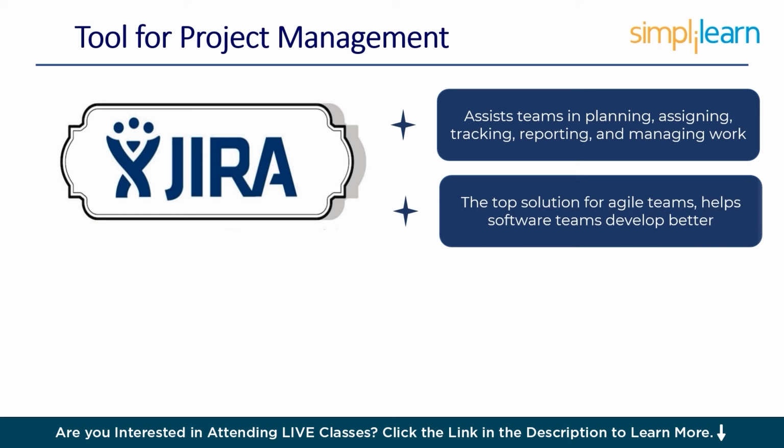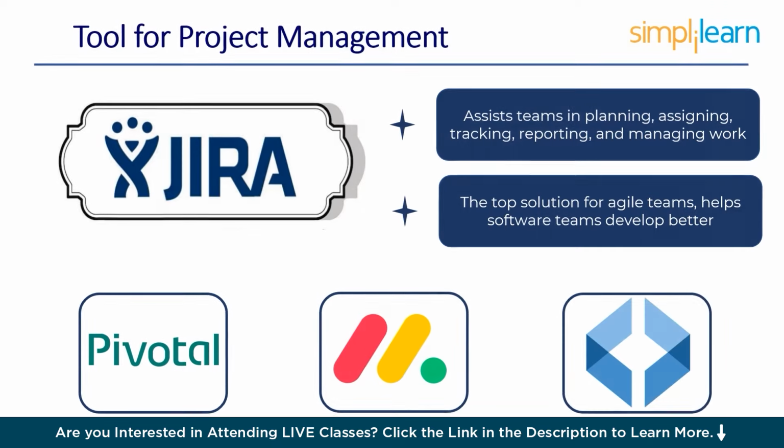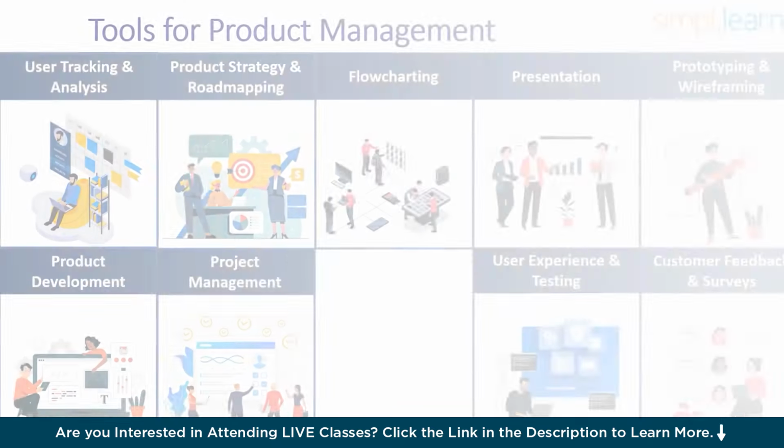Projects frequently contain checkpoints or milestones that must be met to maintain the overall project's direction. Versions are milestones in Jira Work Management. After creating versions, you may group work into several versions. Other than Jira, Pivotal, Monday.com, and Diagrams.net are the tools that are used for project management.